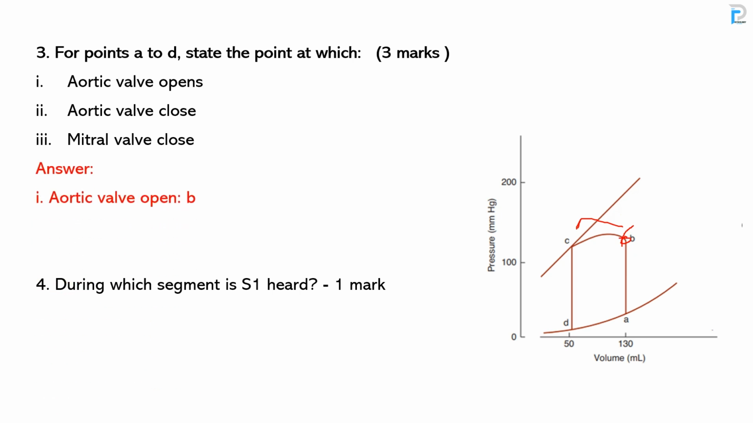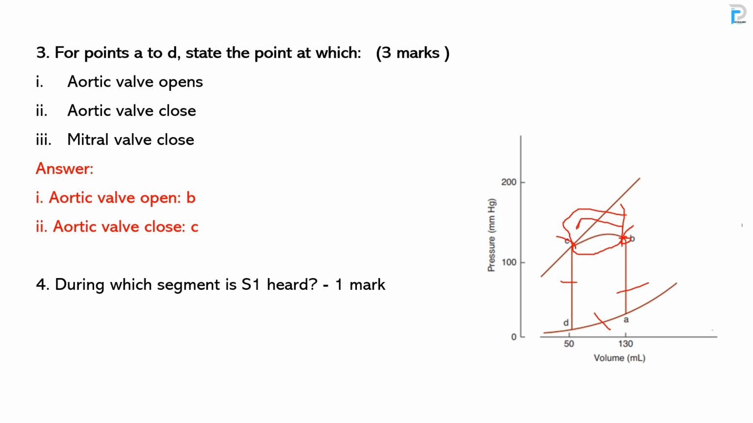The aortic valve closes once ejection finishes, so no blood comes back into the ventricle. After ejection, the aortic valve has to close. That happens here at point C. So the aortic valve closes at C. This means, students, that only during ejection is the aortic valve open. During the rest of the cycle, the aortic valve will be closed. The aortic valve is only open during the ejection phase.